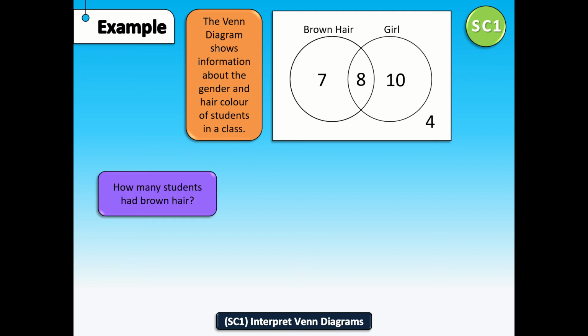So how many students have brown hair? So this is everything inside of the brown hair circle. So that's 7 plus 8, which is 15.